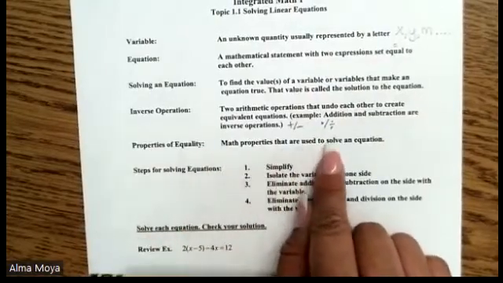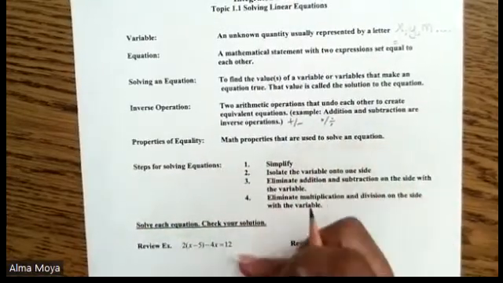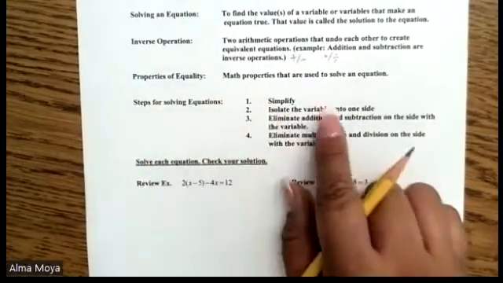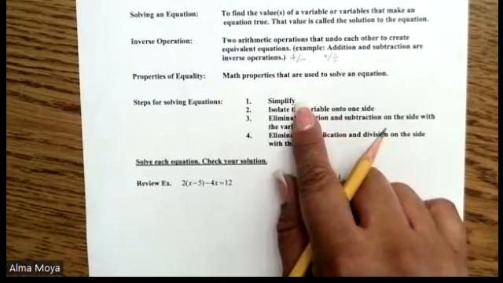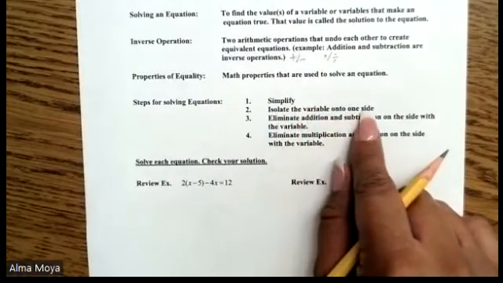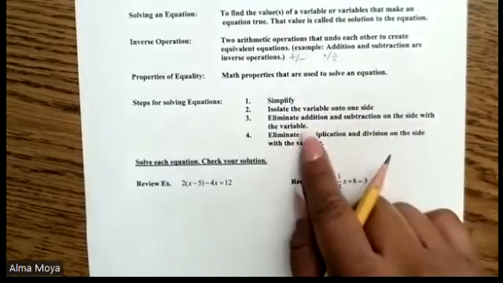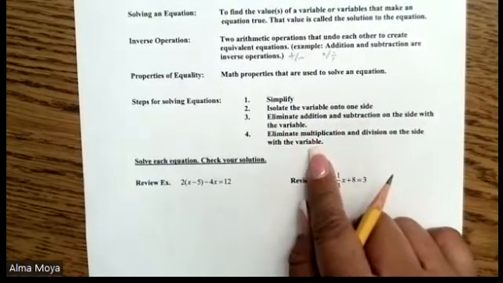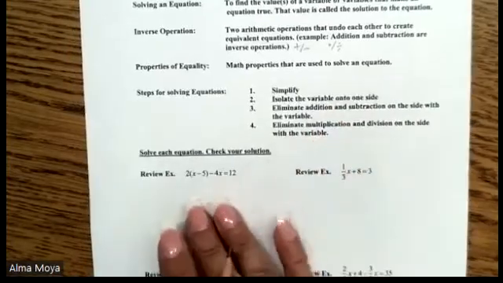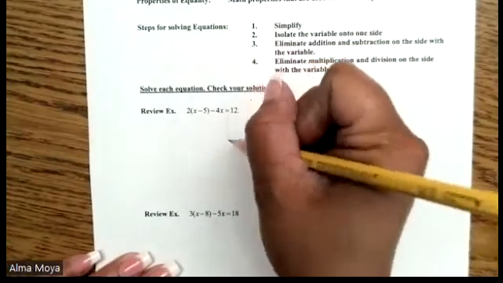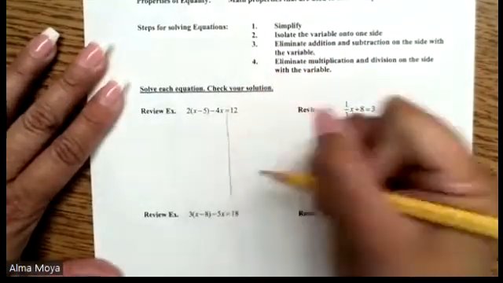Now, properties of equality. These are math properties that are used to solve an equation, and I will be doing the math properties here when I'm solving this. The first step is to simplify the equation. Next, we're going to isolate the variable on one side of the equation, wherever the variable's at, and that's what you need to solve for. We need to eliminate any addition or subtraction on the side of the variable, and then eliminate any multiplication or division on the side of the variable. So right here, on the first one, you see this equal sign? I'm going to draw a line, because whatever I do to one side, I'm going to do to the other.